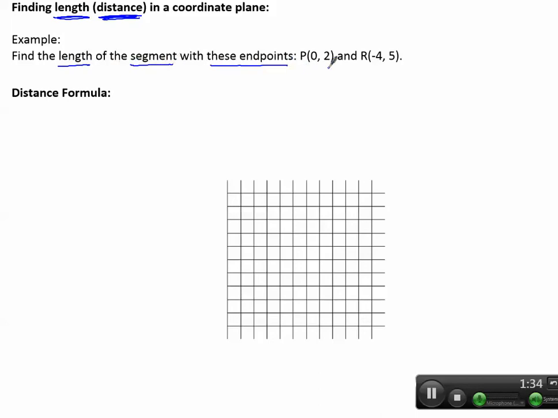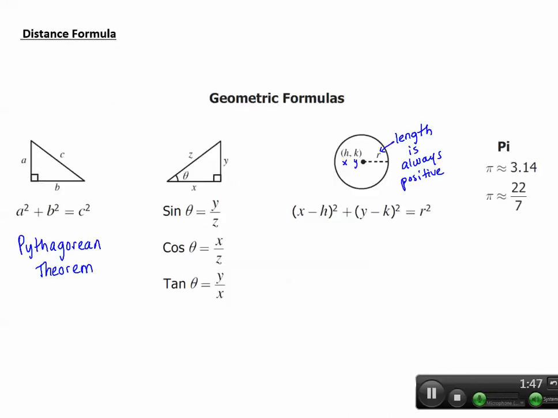P is 0, 2, and R is -4, 5. We're going to start by using the distance formula. Now, what is the distance formula? Well, looking back at our formula sheet, we remember that they gave us a formula for length.